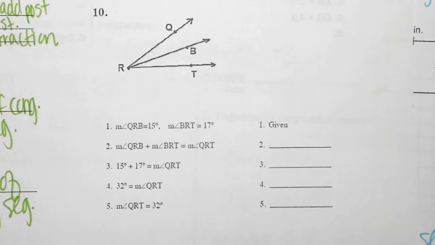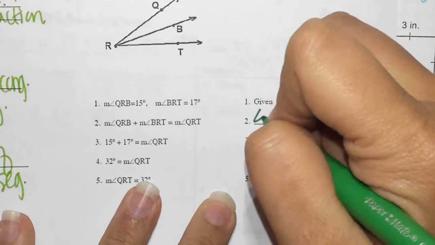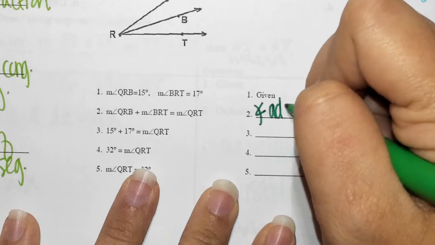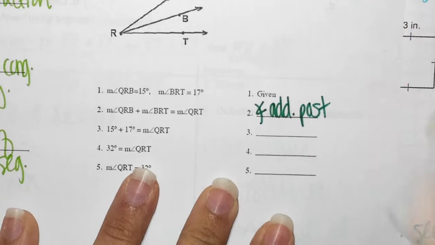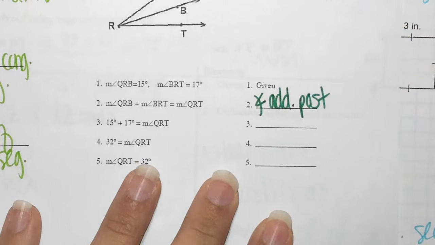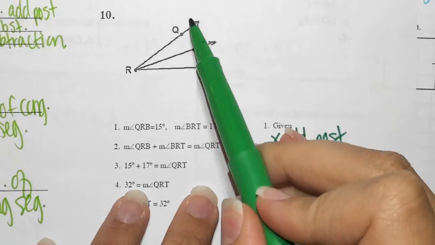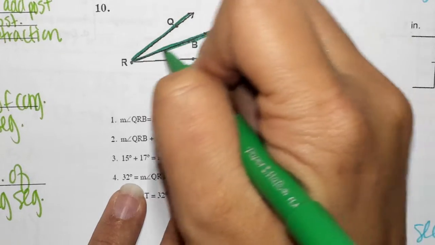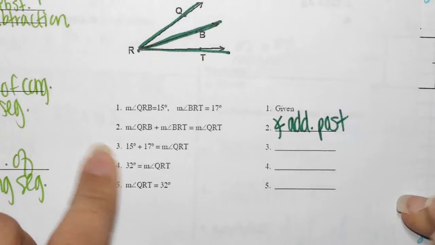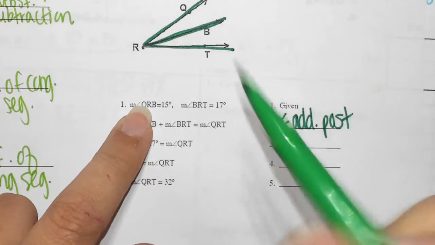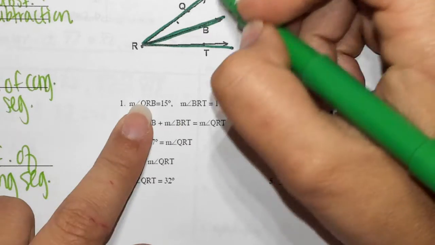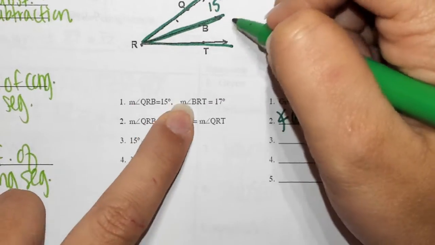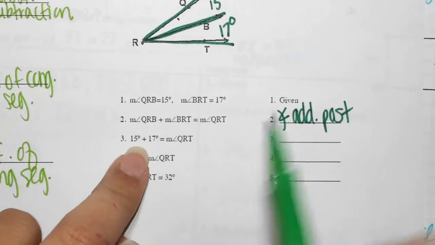Angle measurement addition. Angle addition postulate. Why is it angle this time? Because it says measure of angle QRV. Yes. Alright, so now, remember, for angle addition, you add up the parts of the angles to get the whole angle. Now, it gave us that the measure of this one was what? 15 degrees. And what about this one? 17 degrees. So what did they do here?